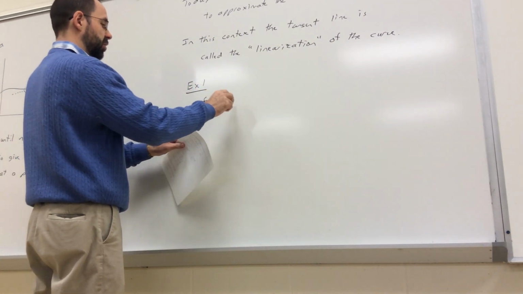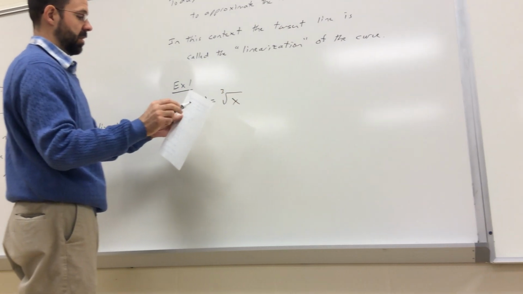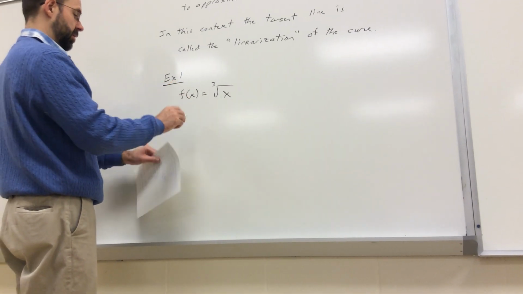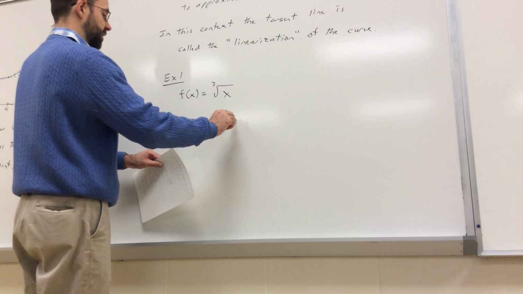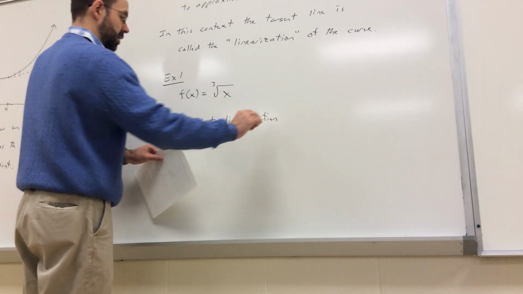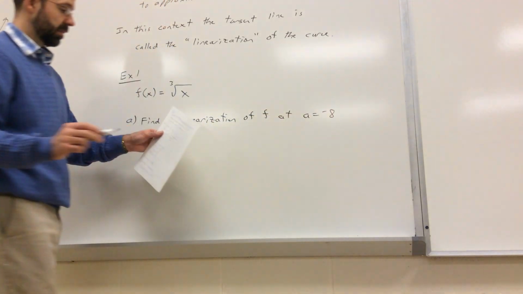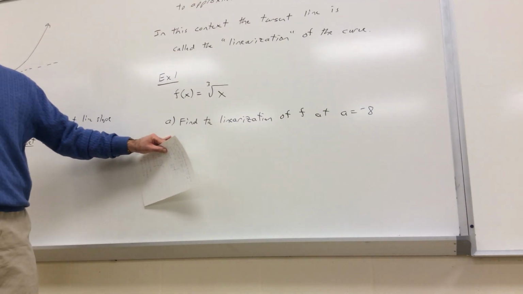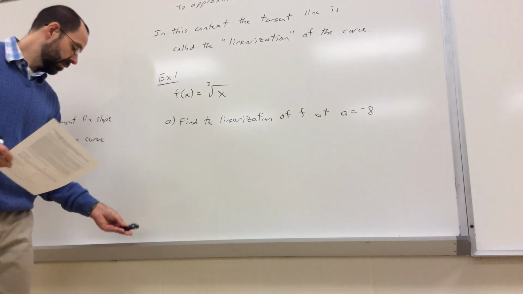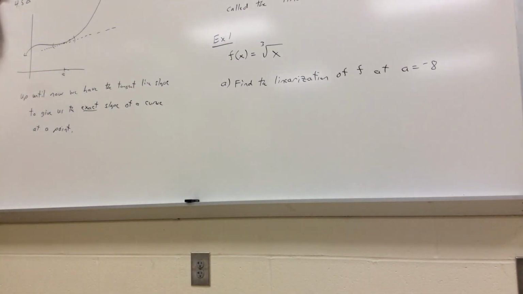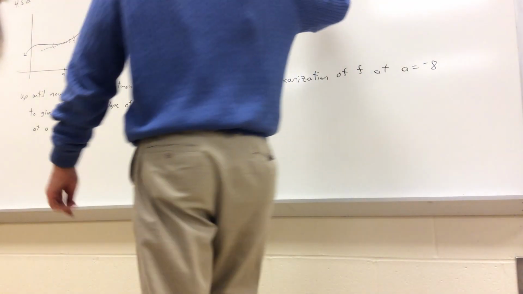So in example 1, f of x is the cube root of x. And for part A, find the linearization of f at a equals negative 8. So it says find the linearization. And we just learned what the term linearization means. It means the tangent line.